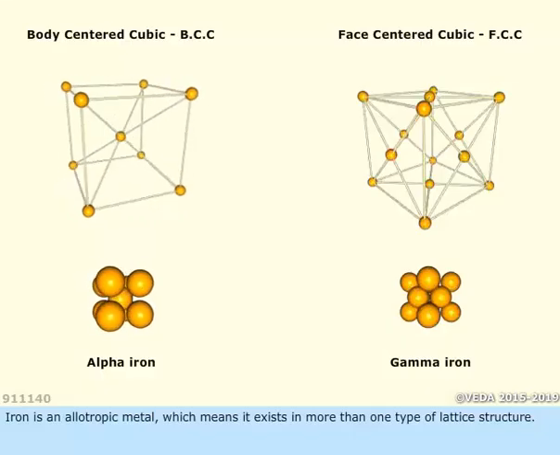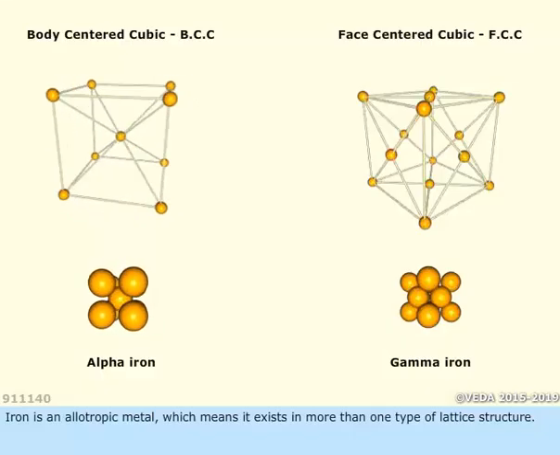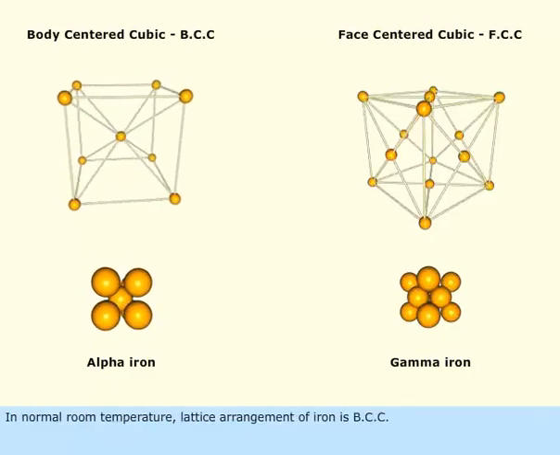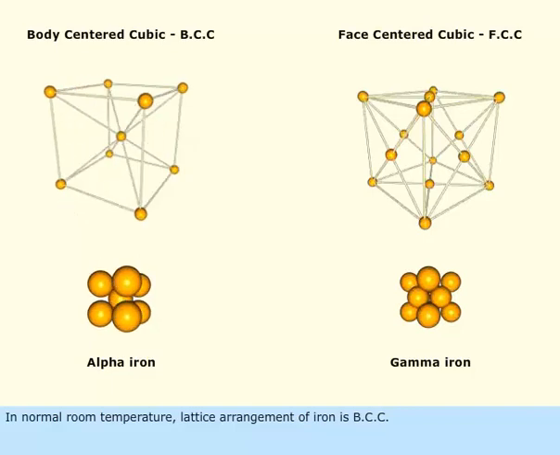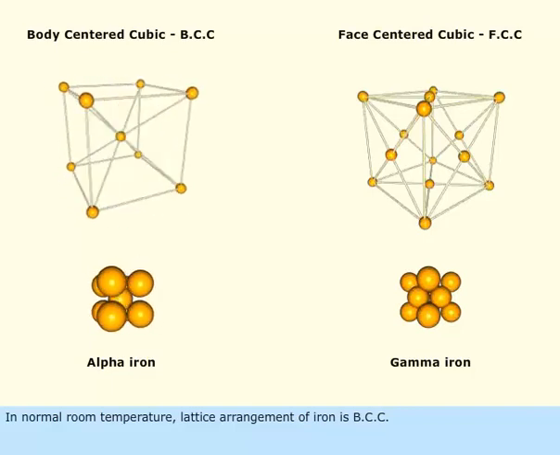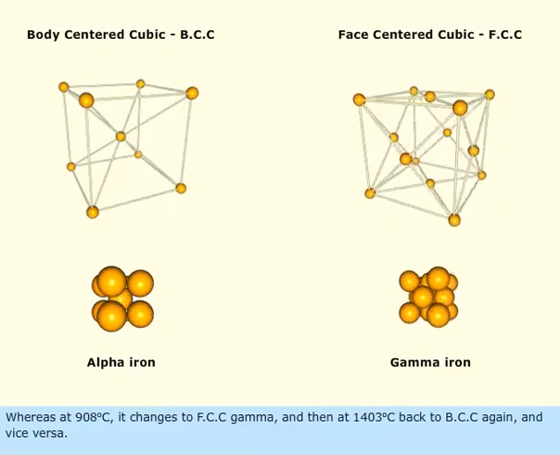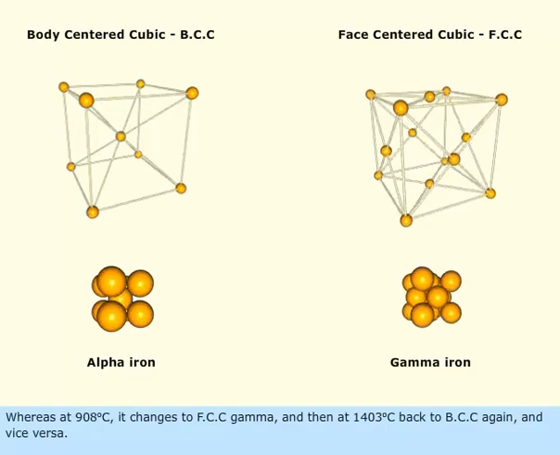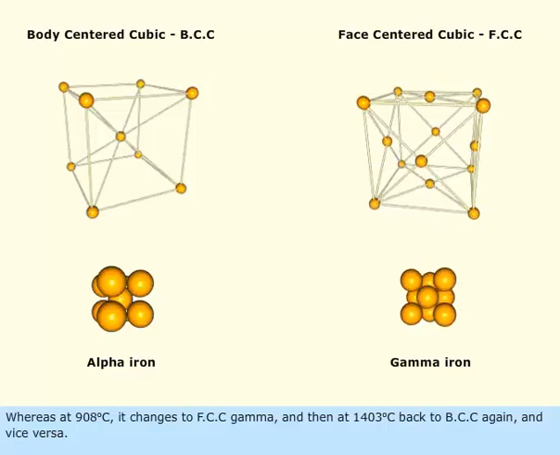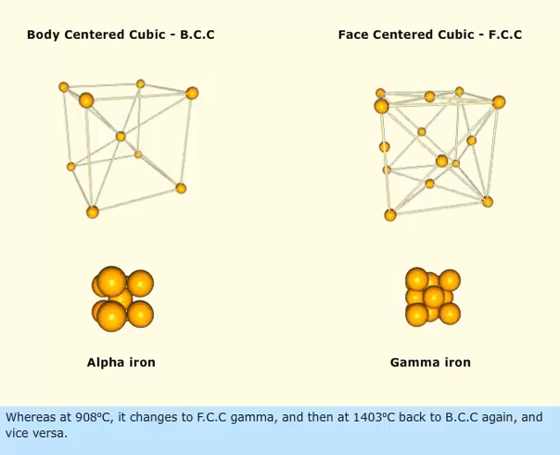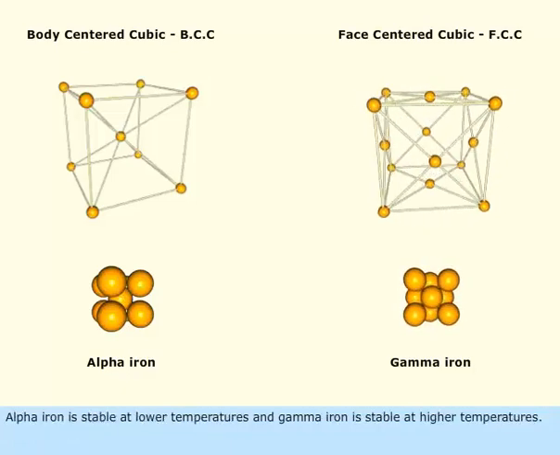Iron is an allotropic metal, which means it exists in more than one type of lattice structure. At normal room temperature, the lattice arrangement of iron is BCC. Whereas at 908 degrees Celsius, it changes to FCC gamma, and then at 1403 degrees Celsius, back to BCC again, and vice versa. Alpha iron is stable at lower temperatures, and gamma iron is stable at higher temperatures.